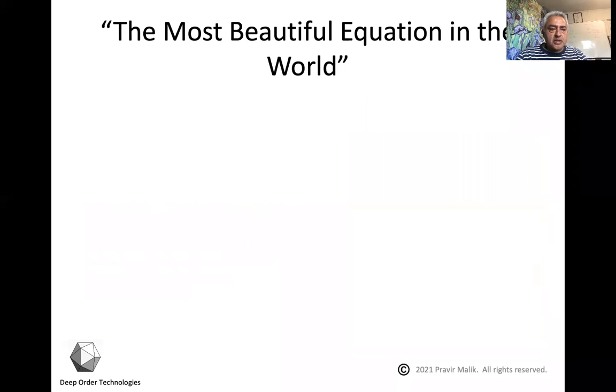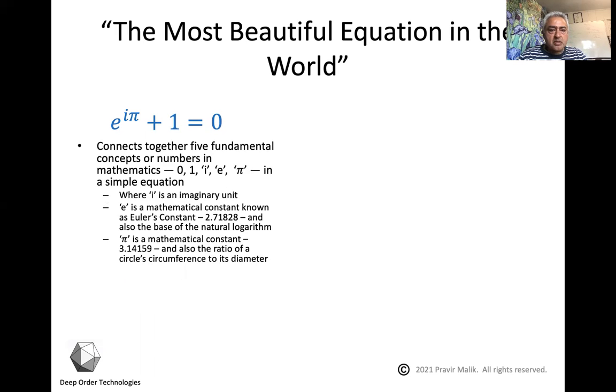This presentation essentially is going to focus on what's been called the most beautiful equation in the world, which is Euler's identity. And the reason why it's termed the most beautiful equation is because it simply connects together 5 fundamental concepts of numbers in mathematics: 0, 1, i, the imaginary number i, e, and pi, in a simple equation. That's e to the power i pi plus 1 equal to 0.